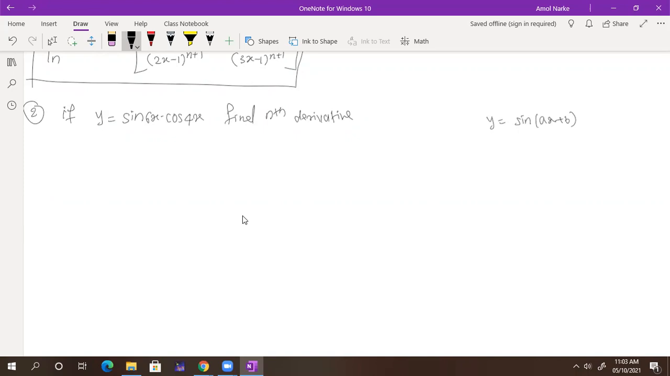Correct. That's very good. Tell me what is the nth derivative of sine ax plus b? What we are doing is a raised to n, the coefficient of x first we consider. So a raised to n into sine of ax plus b plus n times pi by 2.